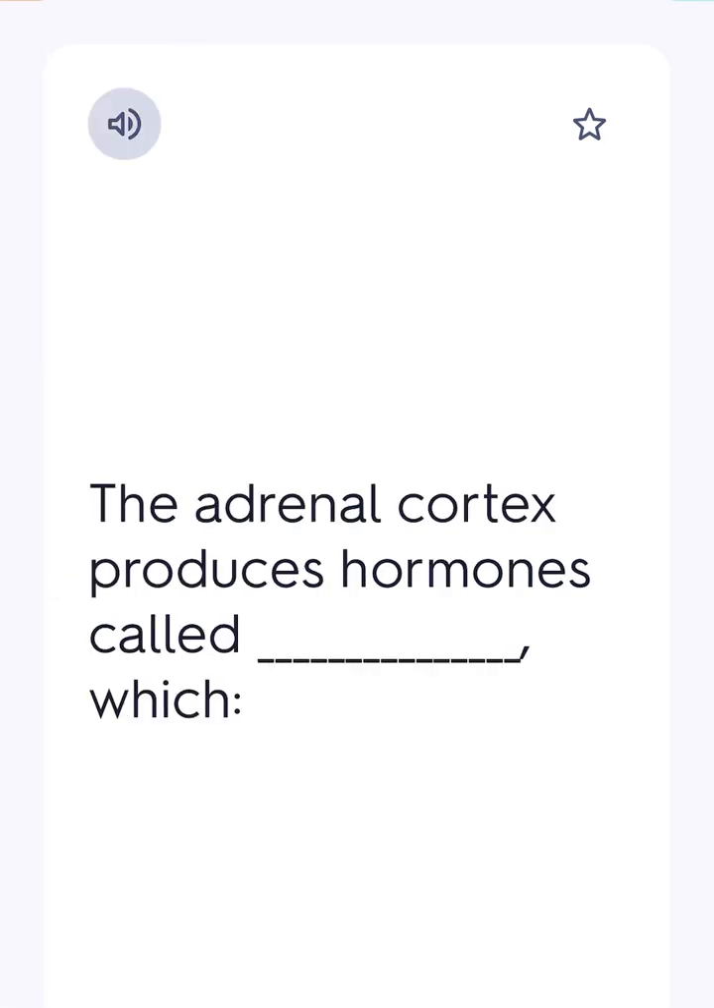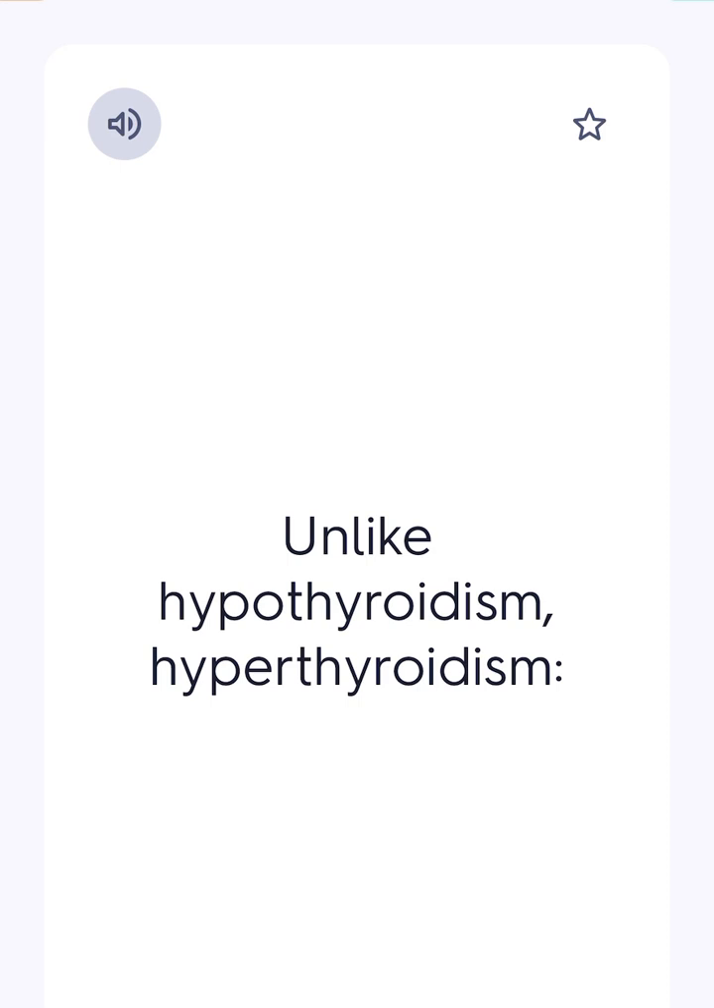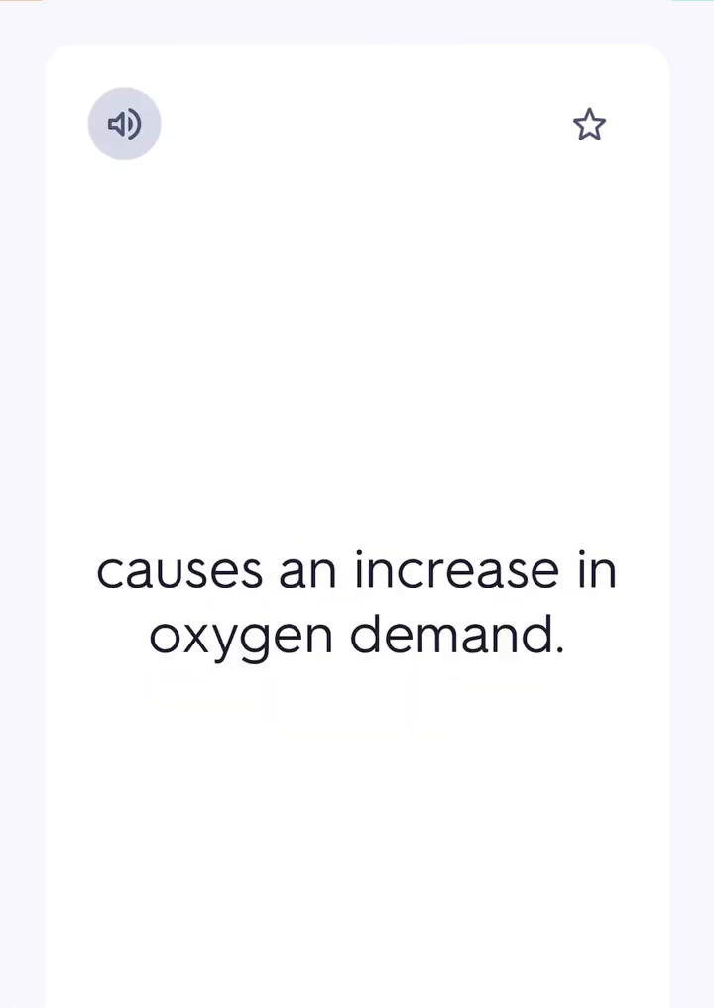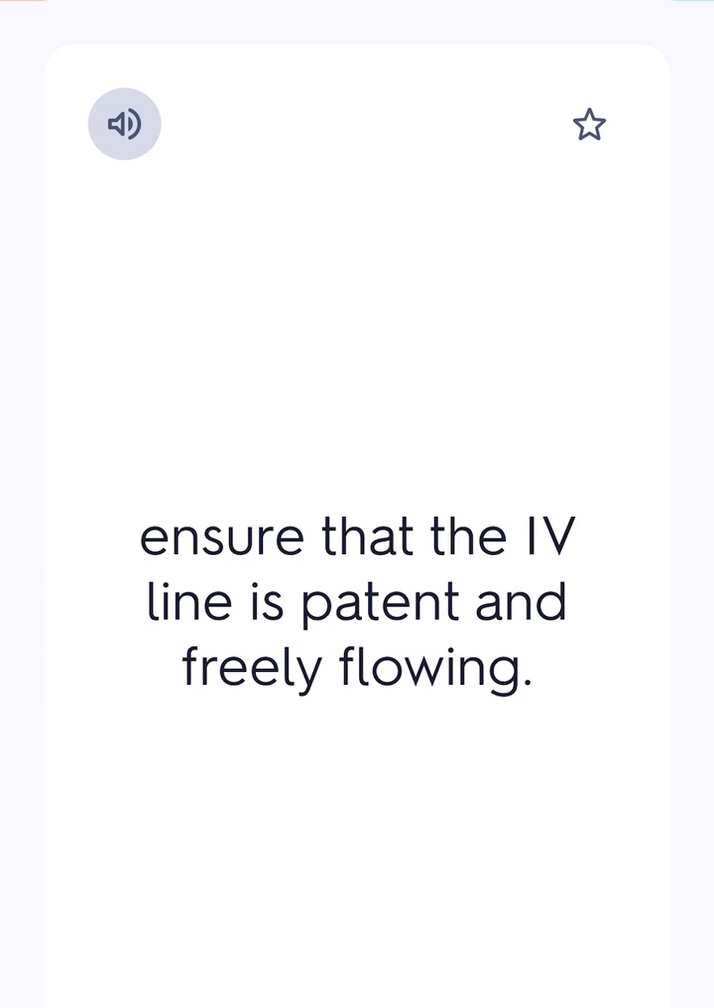The adrenal cortex produces hormones called corticosteroids, which regulate the body's metabolism. Unlike hypothyroidism, hyperthyroidism causes an increase in oxygen demand. Prior to administering 50% dextrose via IV push, it is most important to ensure that the IV line is patent and freely flowing.